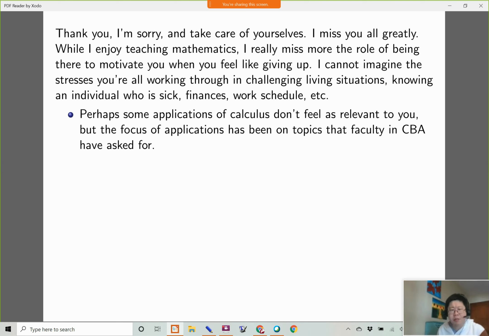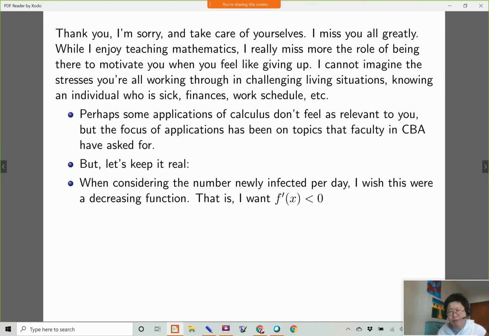Since this is applied calculus and we didn't get to do quite as many applications as I wanted, I think I should say, for the end of the semester, that sometimes some of the applications of calculus don't feel relevant all the time, and I recognize that. But I am trying to cover the things that CBA, which is the vast majority of students enrolled in 175, and the faculty there have asked for. But that said, let's think about some realistic applications in light of recent situations.